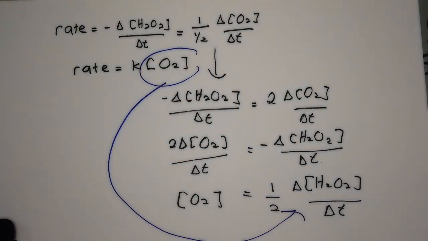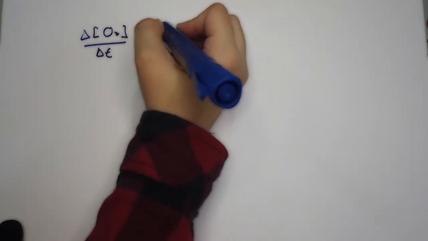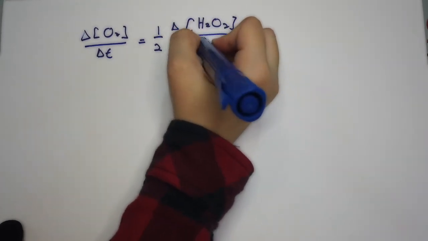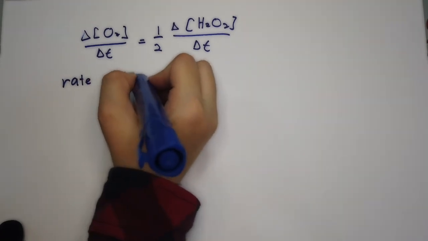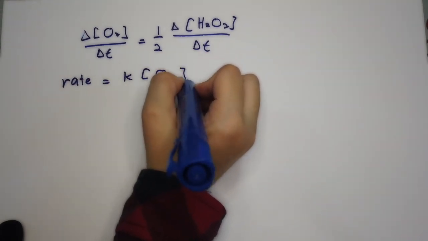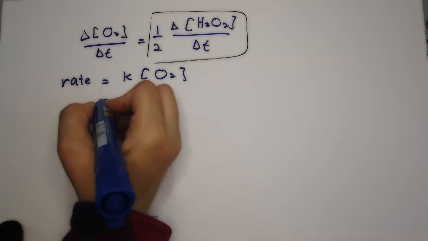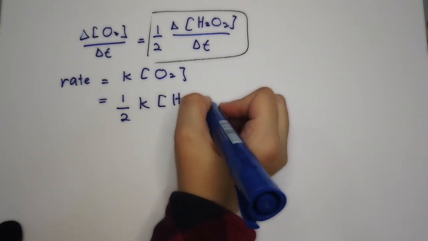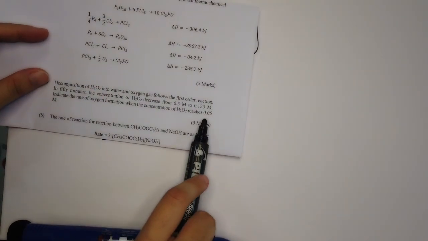From the previous calculation, delta O2 over delta t is equivalent to 1/2 delta H2O2 over delta t. Again we write rate equals K concentration of O2. Since we don't know the O2, we are going to use this one. So the same thing, it's going to be 1/2 K concentration of H2O2. And then the question states that the concentration of H2O2 reaches 0.05.